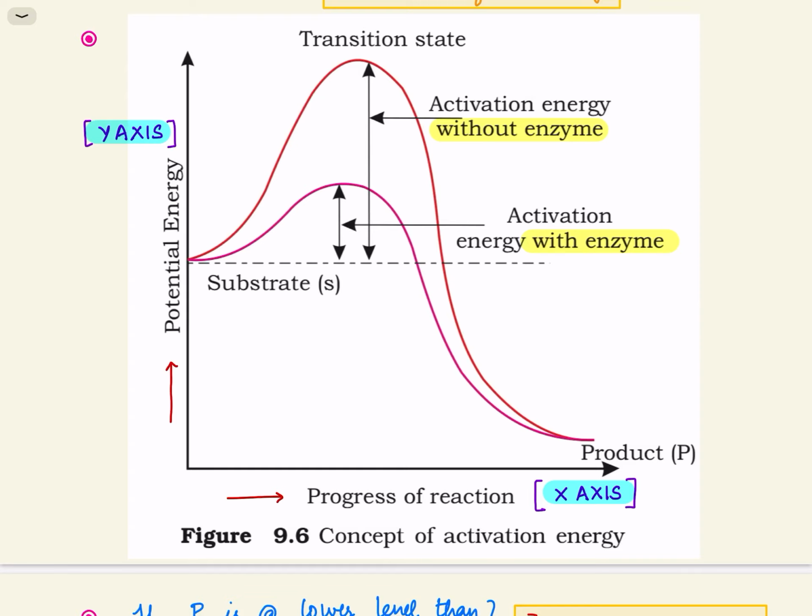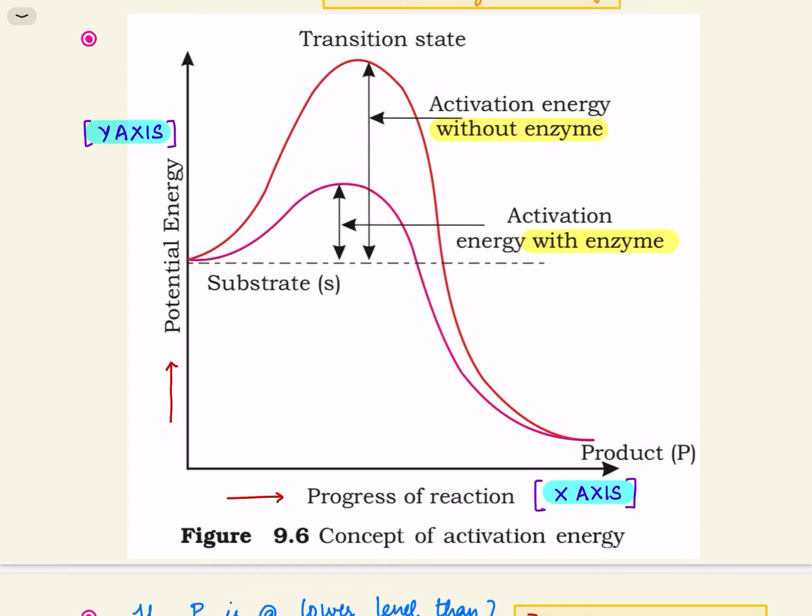To attain that enzyme substrate complex, in the absence of the enzyme, the activation energy is very high. But in the presence of the enzyme, the activation energy reduces. You can see the red one is in the absence of the enzyme. The pink is in the presence of the enzyme. So the activation energy is reduced.